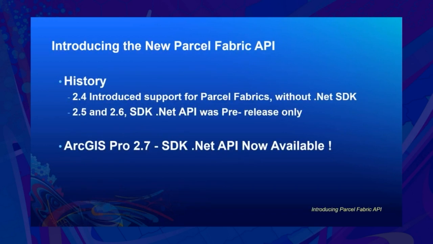Support for Parcel Fabrics was released with ArcGIS Pro 2.4. There was no .NET SDK specific to the parcel functional areas at that time, but then that did come later in the next version. And for 2.5 and 2.6, we provided a pre-release via internal assemblies. But now we're happy to announce that you have access to the fully functional API with functions in 2.7, and they are all final. The signatures are locked down, and you can start to use them to develop any production-related customizations that you might need.